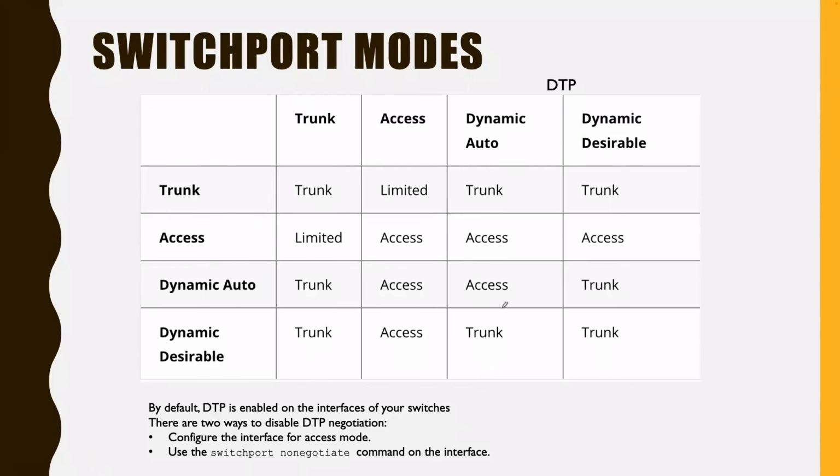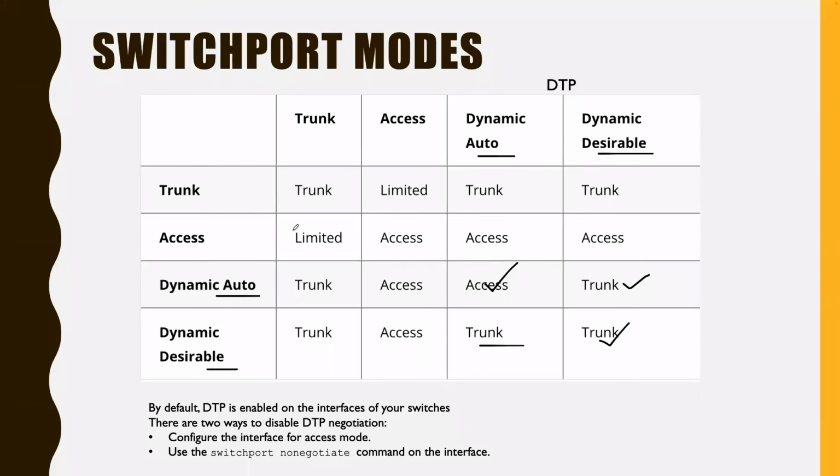Correct. If one side is saying dynamic desirable and the other is saying auto, it will form a trunk. If one side is saying dynamic auto and the other is saying dynamic desirable, then the trunk will form. Both saying dynamic desirable, the trunk will form. But if both are just listening and not sending anything, the port will be in access mode.